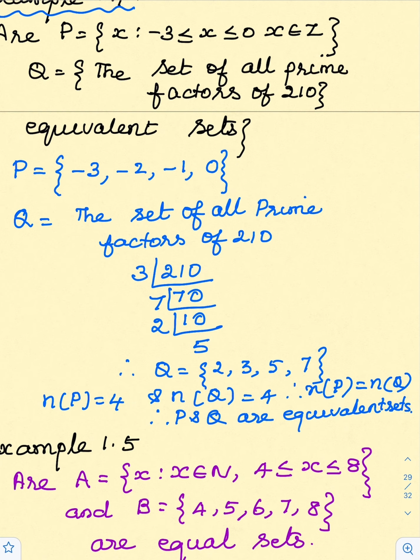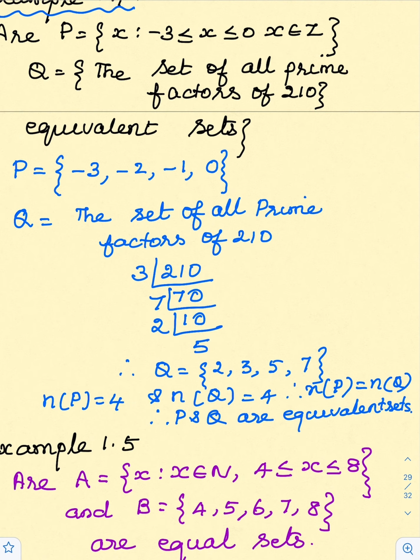So first we are tabulating the set P. So here, we are writing it in the tabular form. Minus 3 less than or equal to x less than or equal to 0, and it is integers. So minus 3, minus 2, minus 1 and 0. Here it is less than or equal to on both sides. So we include both the endpoints, minus 3 and 0.